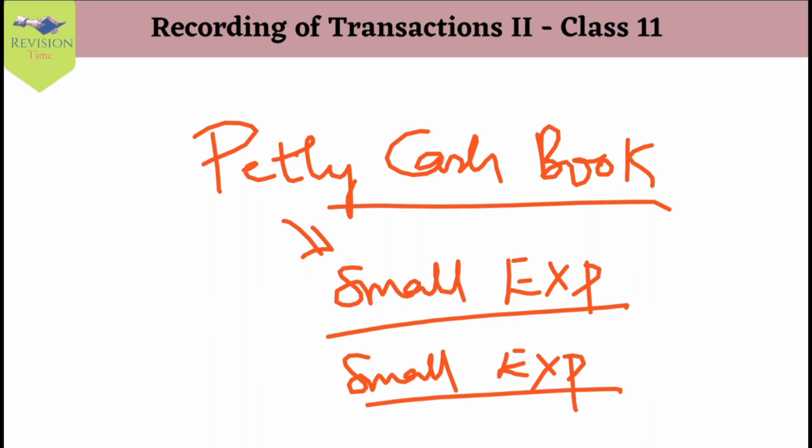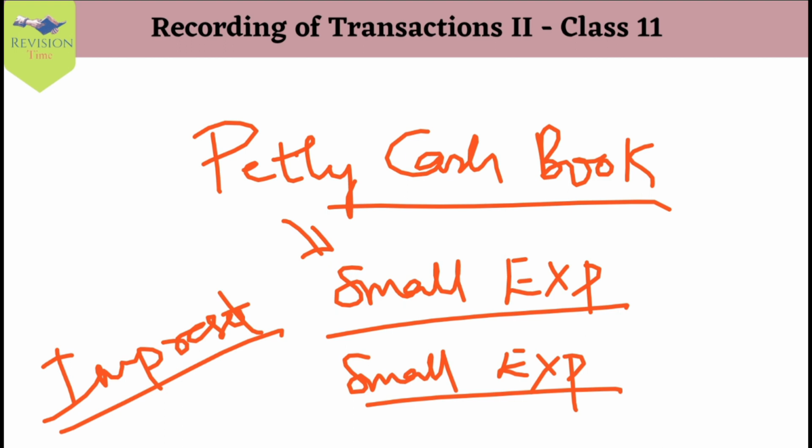And this petty cash book is maintained in imprest system of accounting, that is by imprest account, where a fixed amount is given to a cashier and he is expected to spend all these expenses in that amount itself, and the balance is carried forward for the next month.